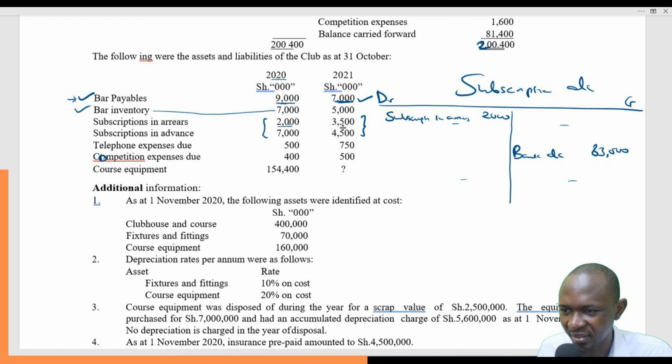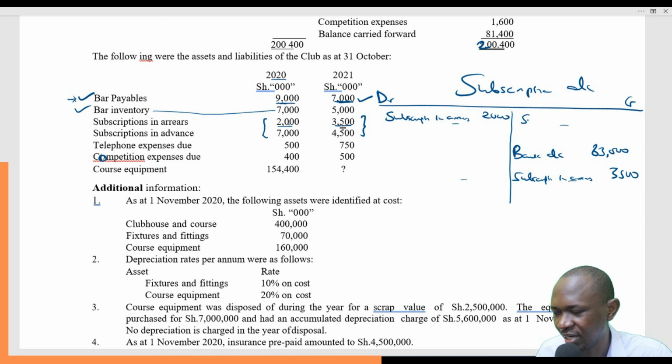Subscription in arrears, how much? 3,500. This is 2021. Subscription in arrears, 3,500, and that is 2021. So does it belong to this year? Yes, it belongs to this year. So you can say subscription in arrears, because this is closing balance 3,500. This is closing balance, this is opening balance. That's why I'm putting them differently like that.